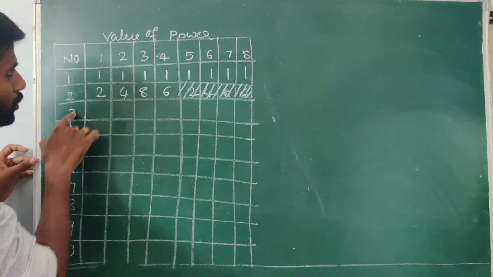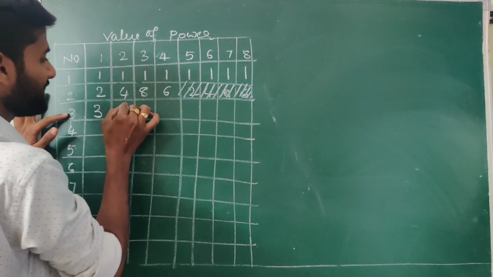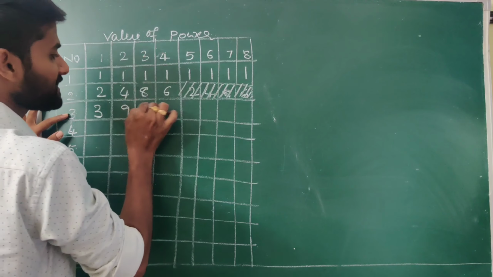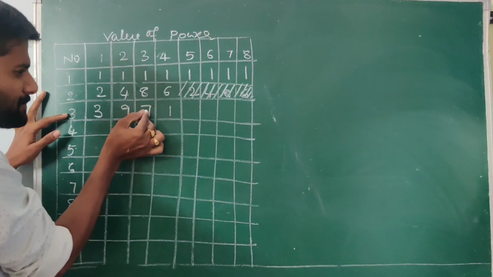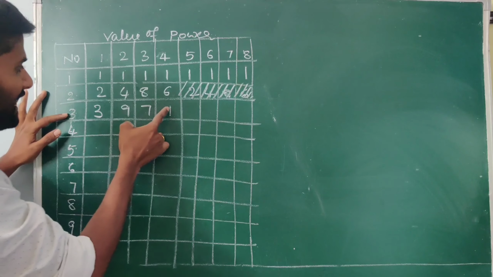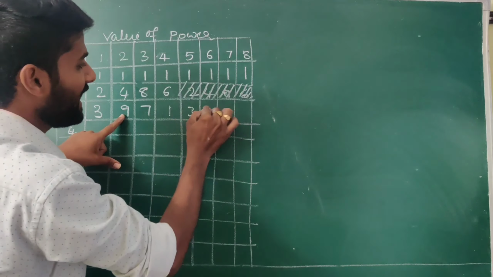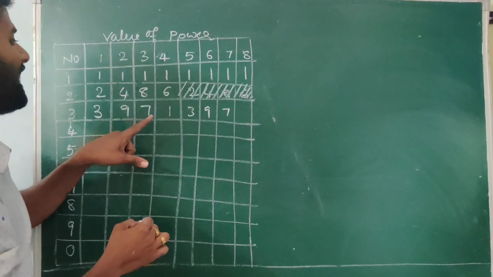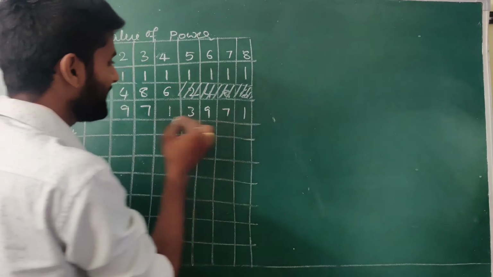Next, see the entire cyclic. 3 power 1 is equal to 3. Again, 3 square is equal to 9. 3 cube is 27, which has the value 7. Just focus on 7 3s are 21. Simply multiply the number each time: 1 3s are 3, 3 3s are 9, 9 3s are 27, and 7 3s are 21. Again, 3, 9, 7, 1 is the repeated value. It means the 3 power cyclic also has 4 repeated values.